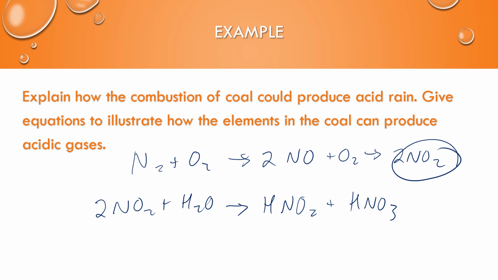Now, sulfur is also going to do a very similar thing. You have sulfur reacting, producing sulfur dioxide. Sulfur dioxide can react with water vapor to produce sulfurous acid, which again contributes to the low pH for acid rain.